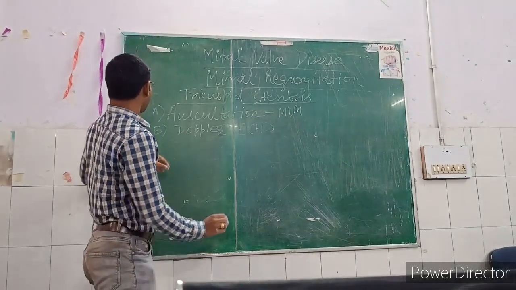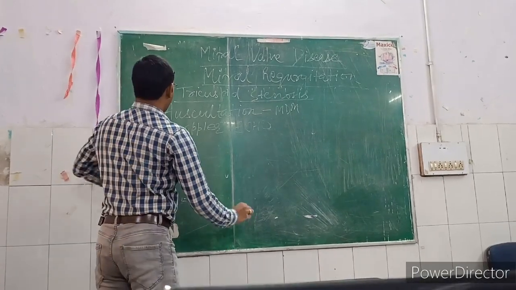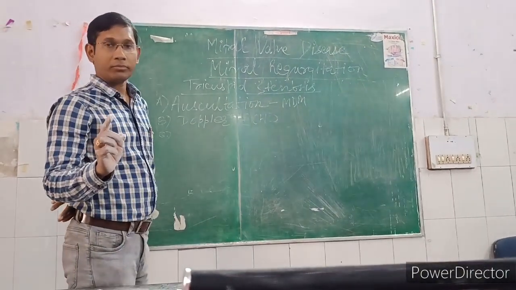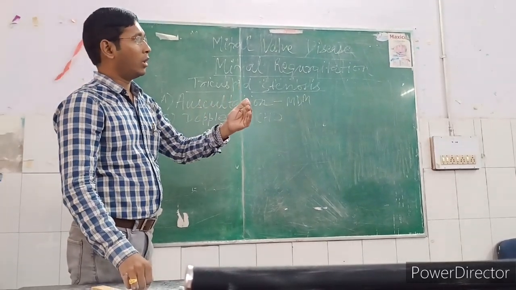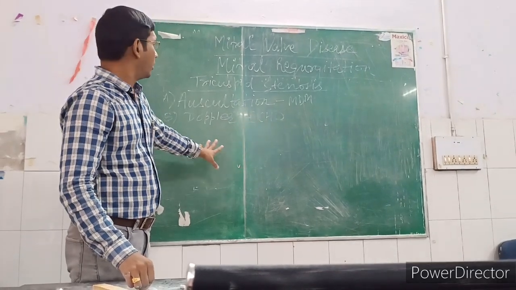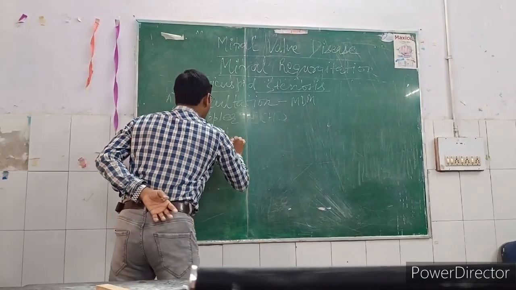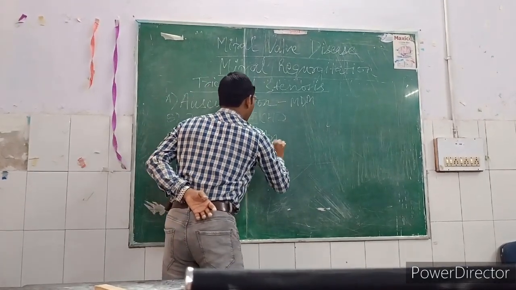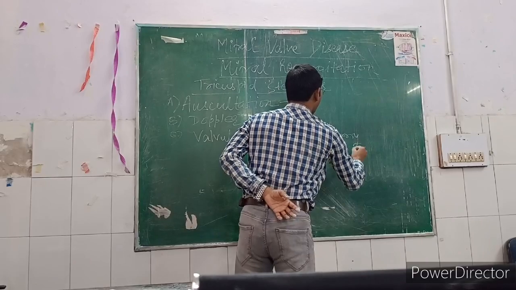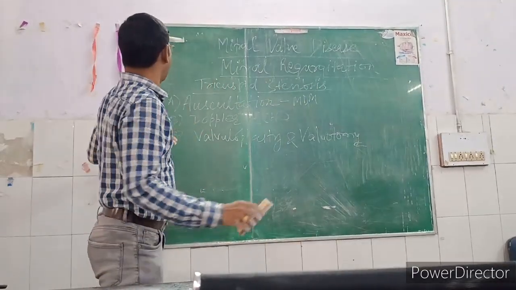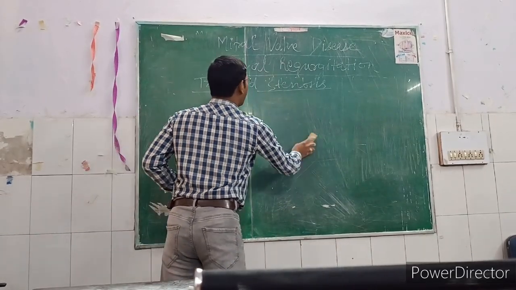So treatment is the same. Treatment part is medical treatment and interventional treatment. So medical treatment is the treatment of other valvular diseases, and interventional treatment is the same: valvuloplasty and valvotomy. So this is about tricuspid stenosis, and last but not least, tricuspid regurgitation.